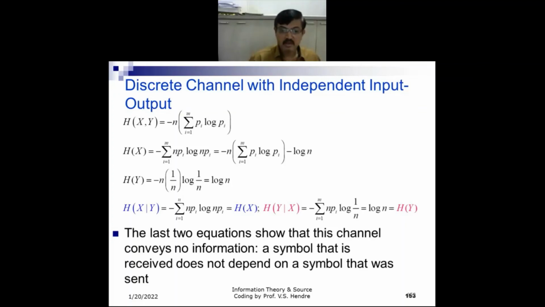So the last two equations show that this channel conveys no information. Look at the extreme end that I'm taking into consideration. In the first case, the noise free channel, whatever you are transmitting, exactly the same thing you are going to get. But in the independent input, independent output channel, you are conveying no information, because h of x given y is exactly equal to h of x, and h of y given x is exactly equal to h of y. There is no dependency between x and y. You transmitted something and you are getting something different. There is no correlation between what you are transmitting and what you are receiving. That's why this is the channel which conveys no information in the system.